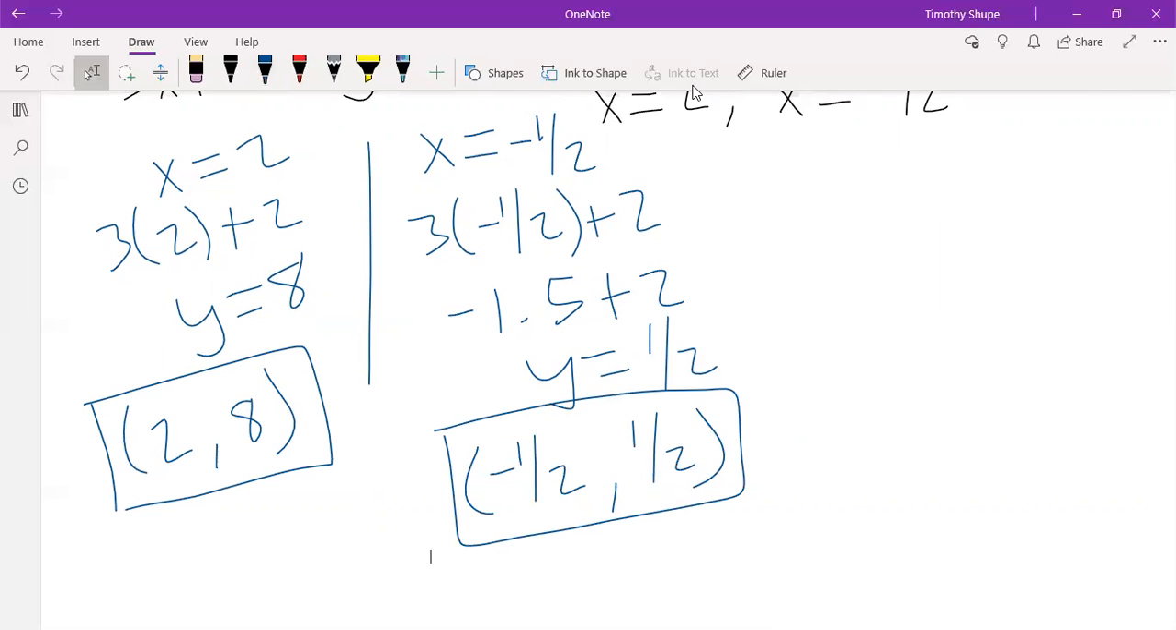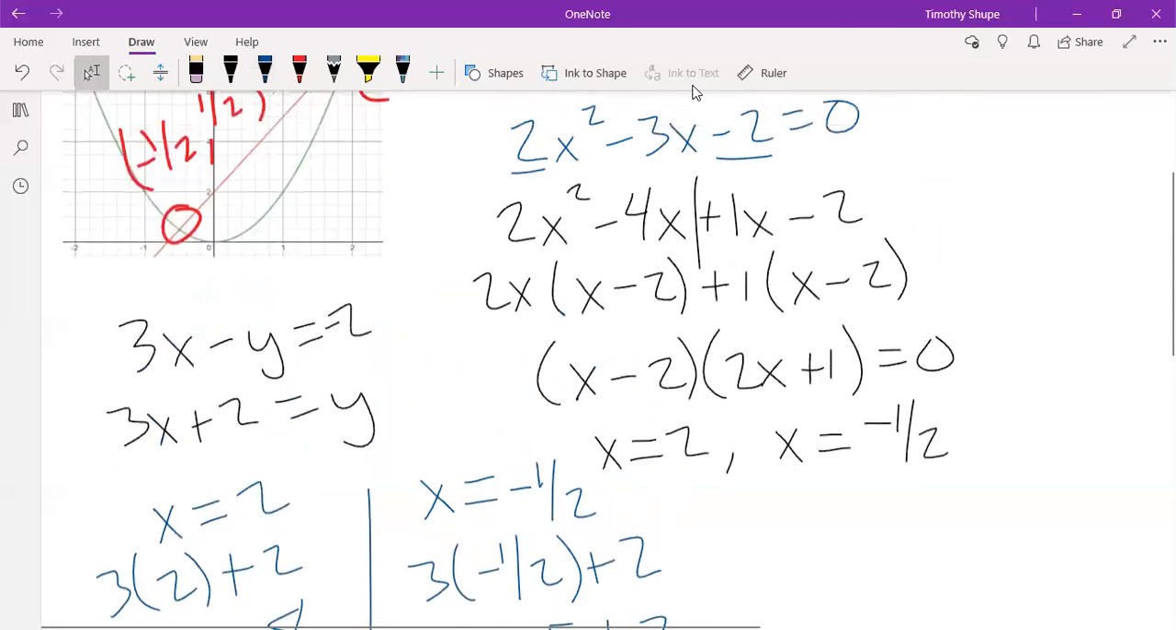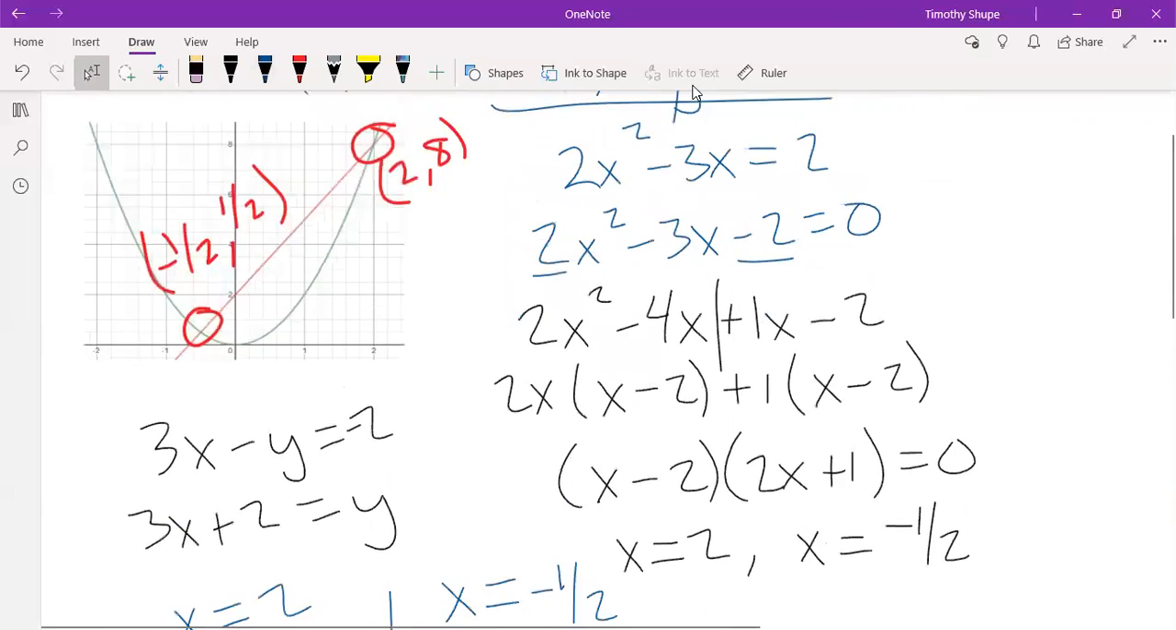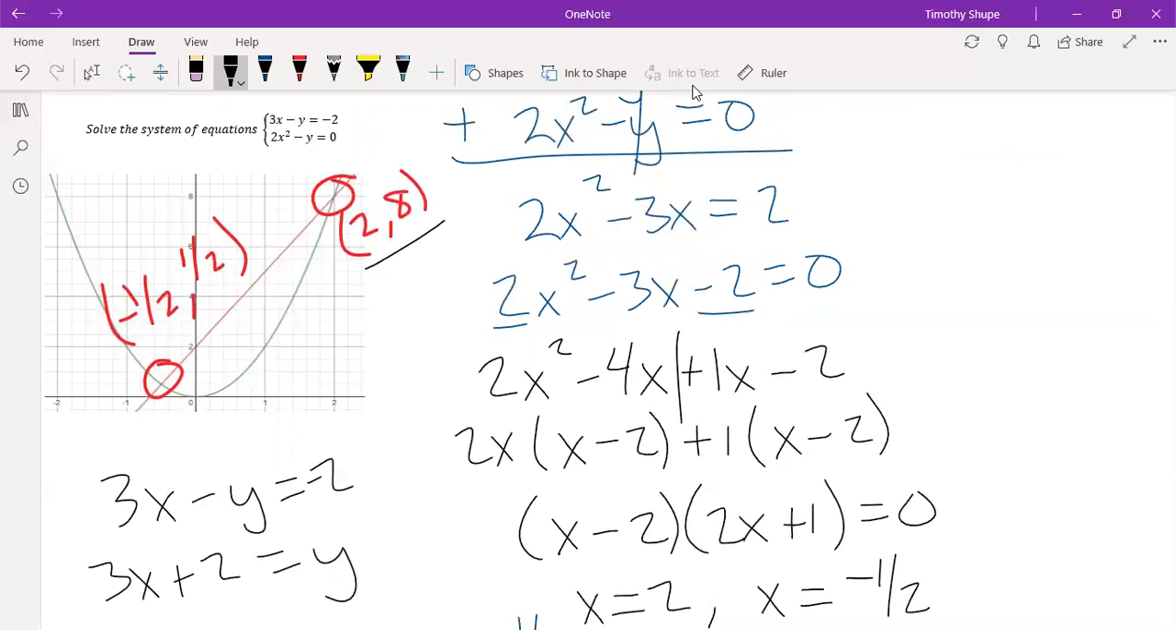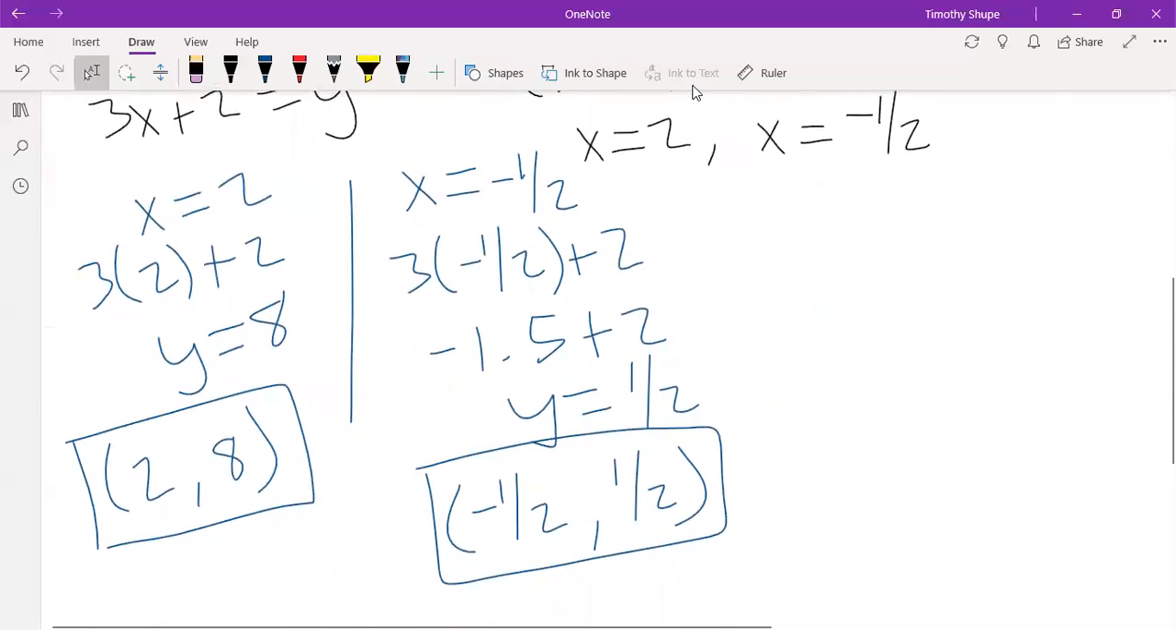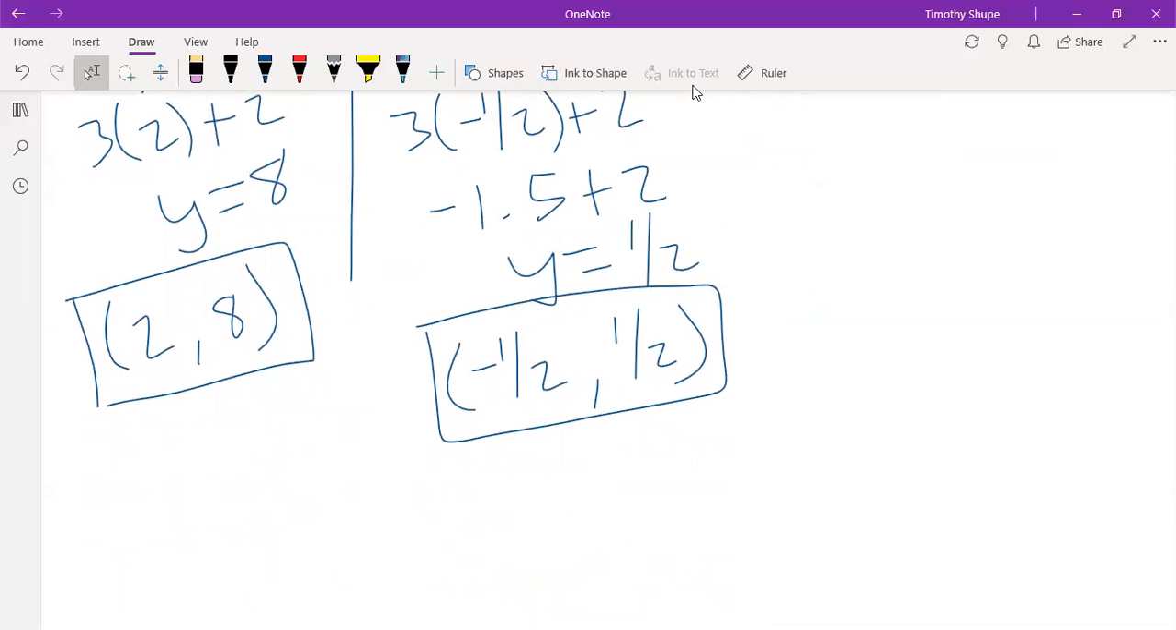And if I look back up at my graph, those are the exact two coordinates that we estimated based on where those two graphs intersected. So we can find those coordinates through graphing, but more commonly we're going to use algebra and either substitution or elimination to figure out what those x's and y's are, and then put those together as ordered pairs for the solution to this system of equations.